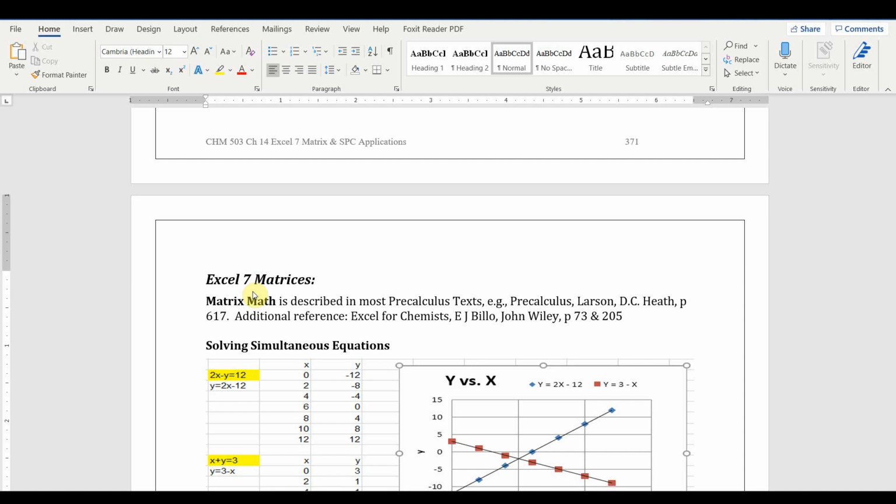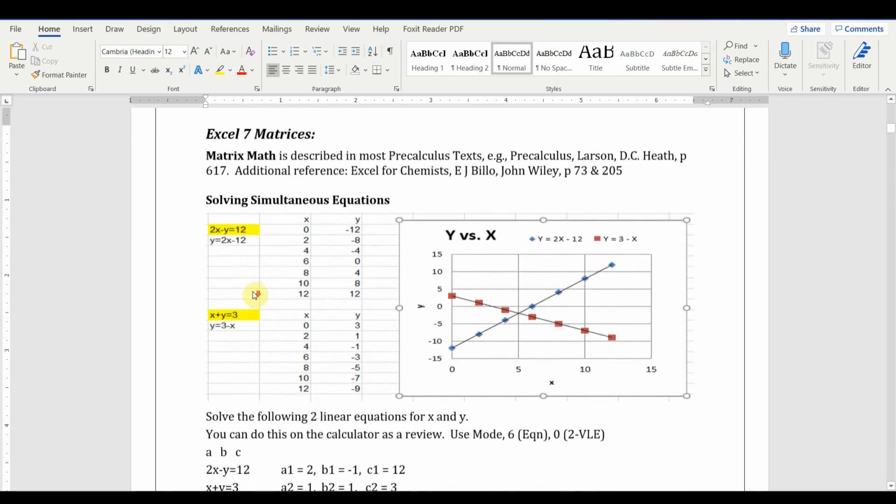Matrices. Matrix math is described in most pre-calculus textbooks. What's it used for? Well, one of the main uses is to solve systems of simultaneous linear equations. For example, these two linear equations have a point of intersection. You can use matrices as a way of solving for the point of intersection.